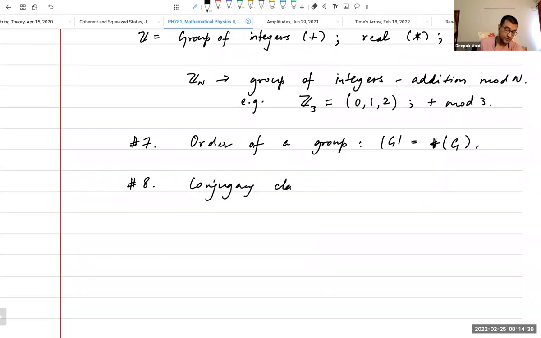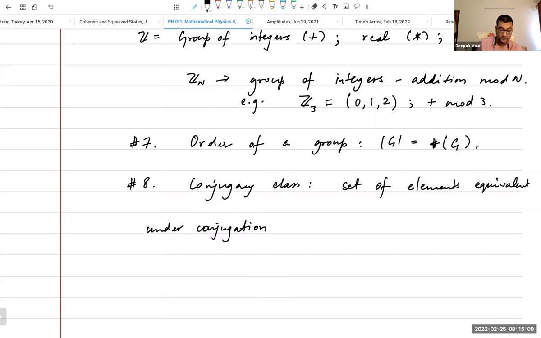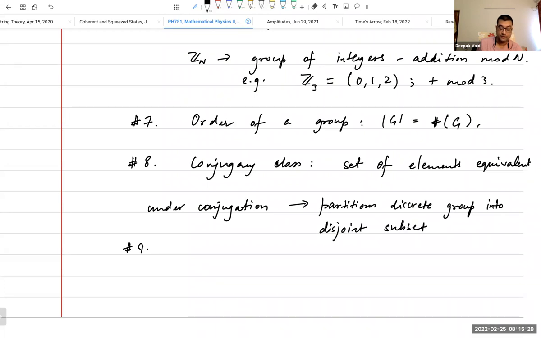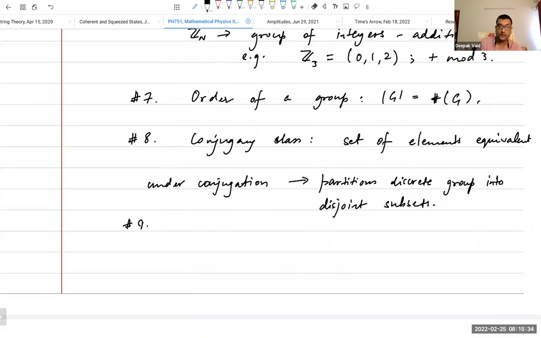Then we have the concept of a conjugacy class. So a conjugacy class, as I've explained, is the set of elements which satisfy an equivalence relation, equivalent under conjugation by some other third group element, right? And this partitions every discrete group into disjoint subsets. Disjoint, because if an element is in one conjugacy class, it cannot be in a different conjugacy class.